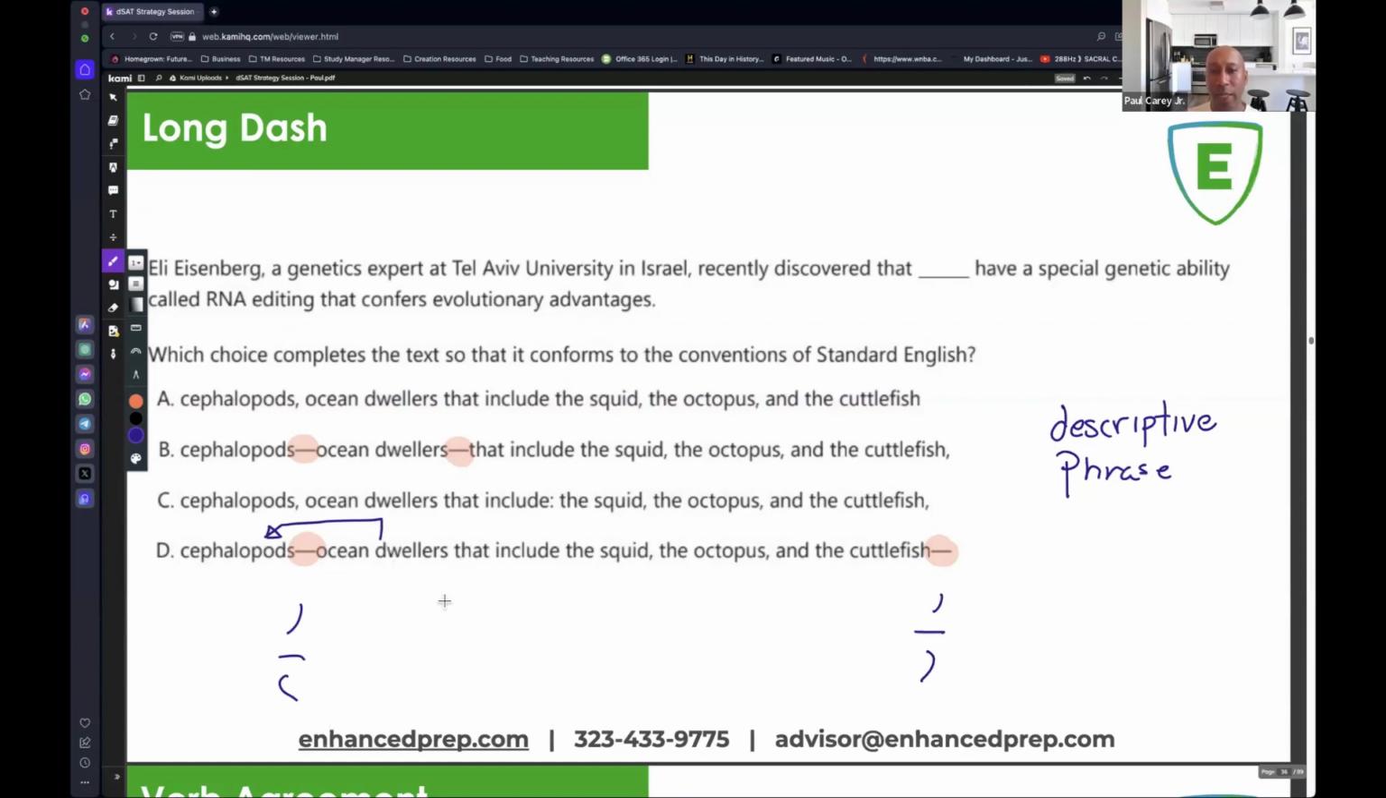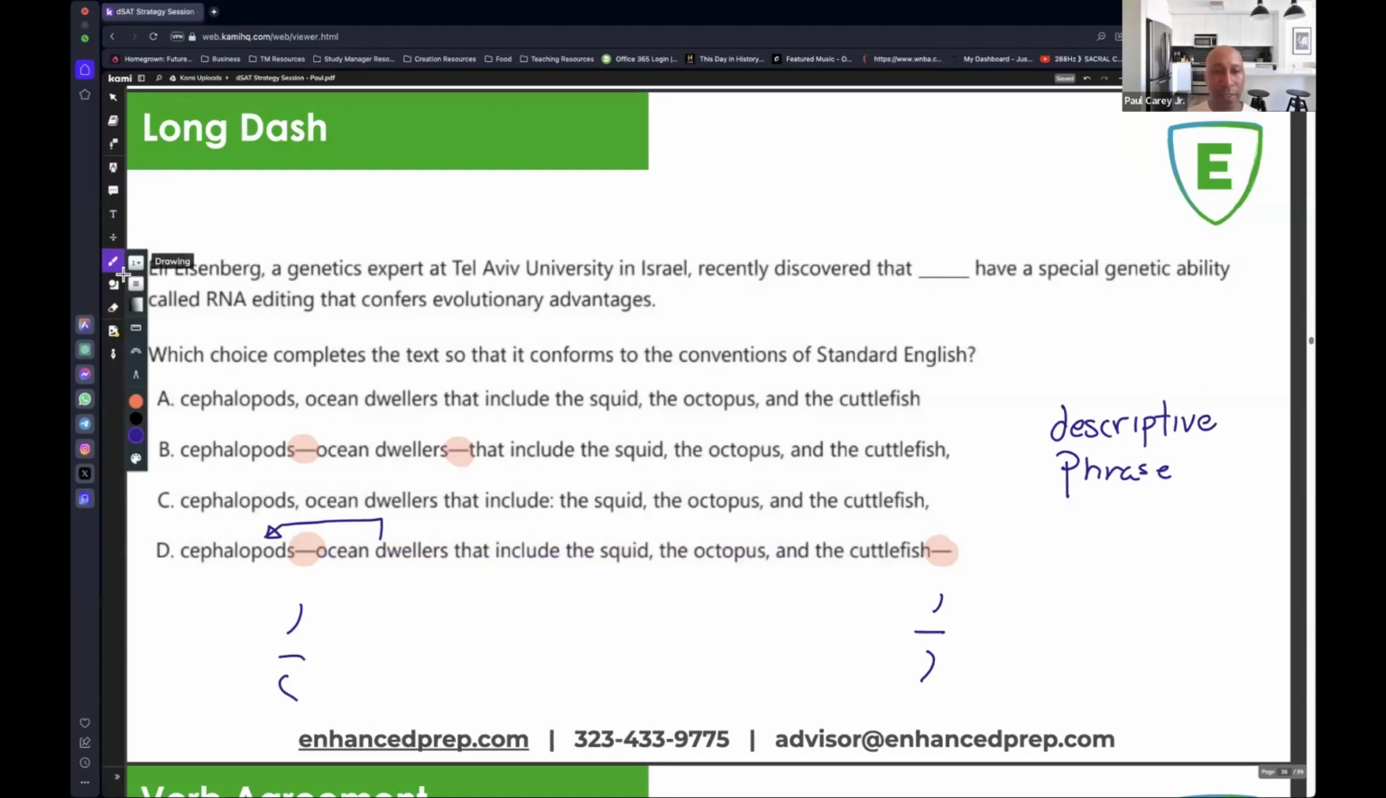Okay. A good way to test it out is if you see that dash part and that dash part and you don't read this portion, does the sentence still make sense? So in this case, let's check this part. Eli Einsberg, a genetics expert at Tel Aviv University in Israel, recently discovered that cephalopods have a specific genetic ability called RNA editing that confers evolutionary advantages, right? So in that case, we knew that that one works, right? And let's just double check to see why it's going to be descriptive.